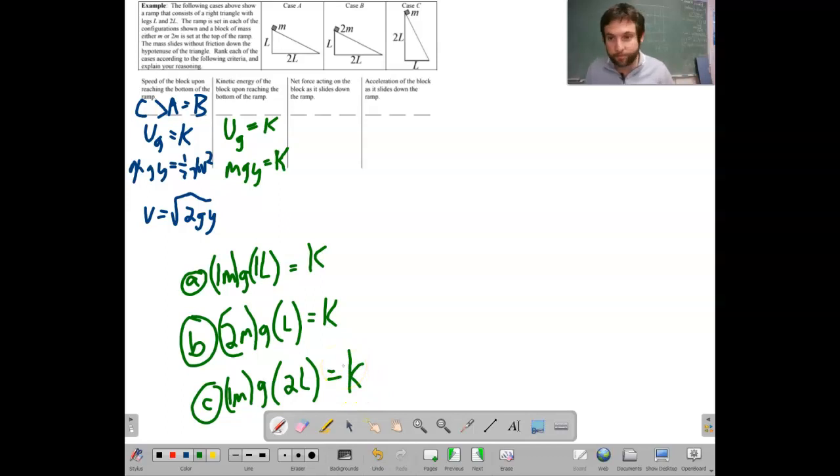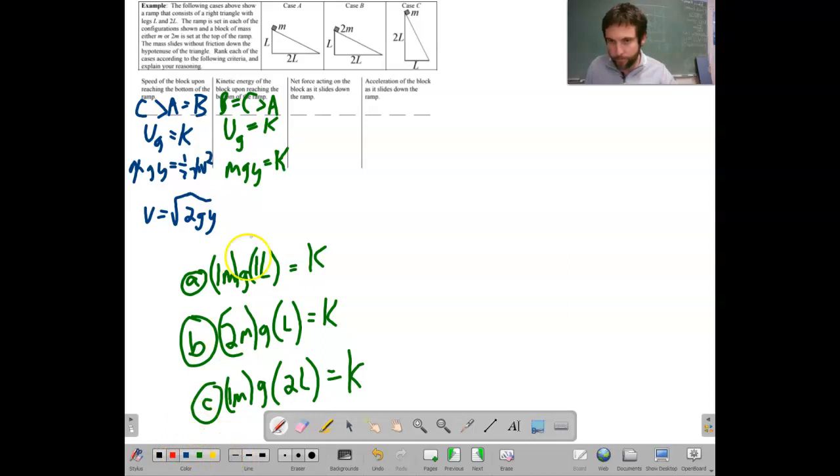Are they the same thing? No, it's not C is greater than A equals B. B and C are the same exact thing. 2 times 10 times 1 is going to be 20. 1 times 10 times 2 is going to be 20. 1 times 10 times 1 is going to be 10. So B and C are equal, which is greater than A. Be careful on your greater than, less than. Remember, the alligator eats the big one.